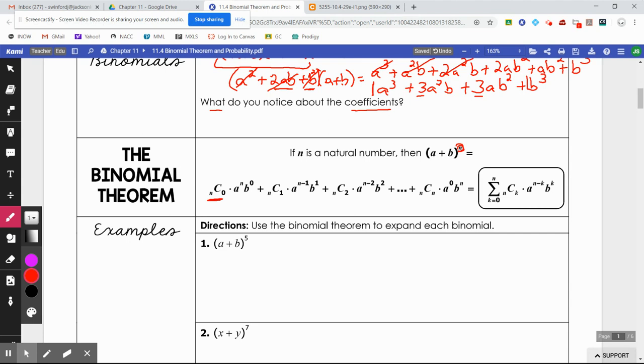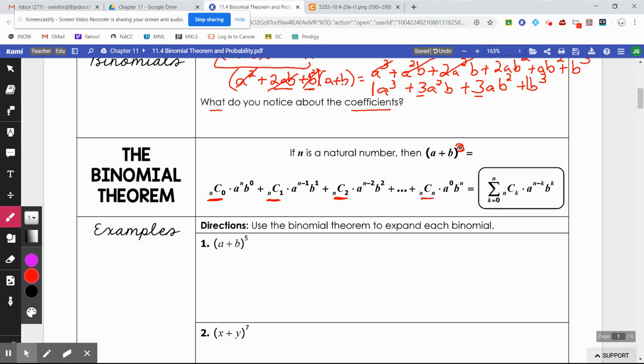Combinations, the combinations of n choose 0, n choose 1, n choose 2, n choose 3, pretty much is telling you the coefficients are going to be the same as they are in Pascal's triangle. And then what do I do for the a's and b's? I'll show you on these next couple of examples what you can actually do there to make it a little bit easier.